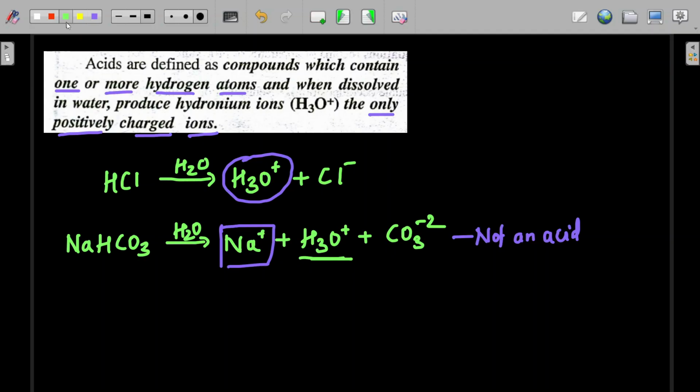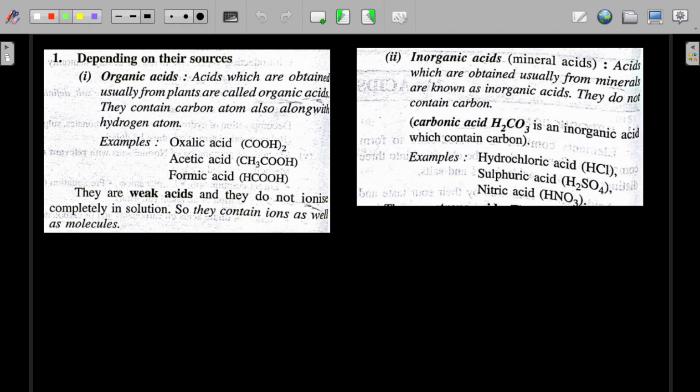So you already know lots of acids: H2SO4, sulfuric acid, nitric acid, acetic acid, CH3COOH. Lots of acids we know. Now we'll go to the classifications of acids. There are different kinds of classification. First one, based on the sources they are obtained from. We have two: organic acids and inorganic acids.